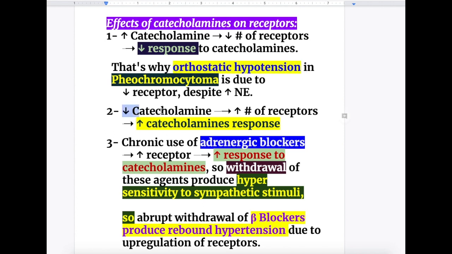Number 2, when catecholamines are decreased, the number of receptors is increased. That increases the catecholamine response. So what happens after the chronic use of adrenergic blockers? It causes an increased number of receptors, so increased response to catecholamines. So withdrawal of these agents produces hypersensitivity to sympathetic stimuli. Abrupt withdrawal of the beta blockers produces rebound hypertension due to upregulation of the receptors.